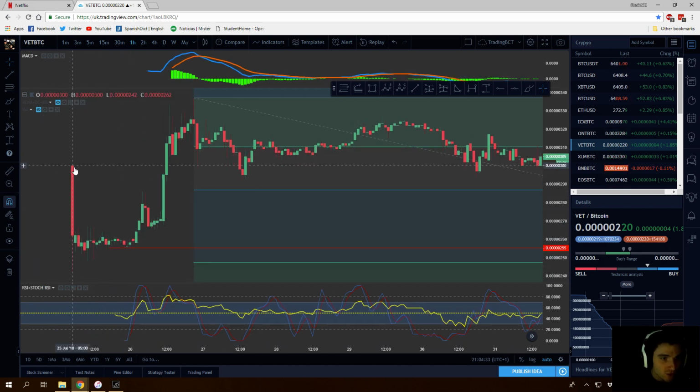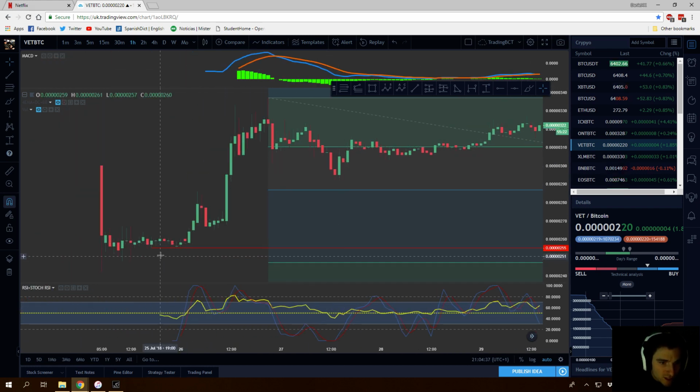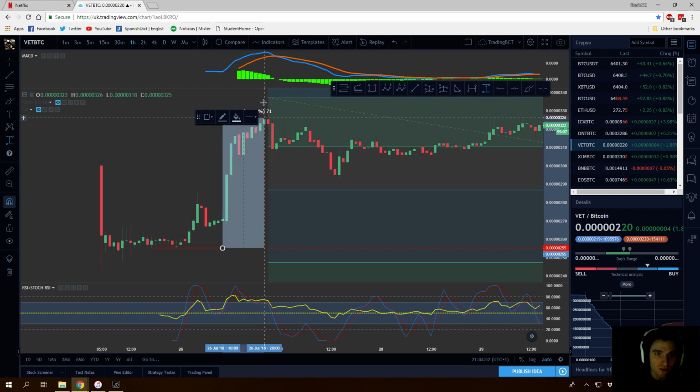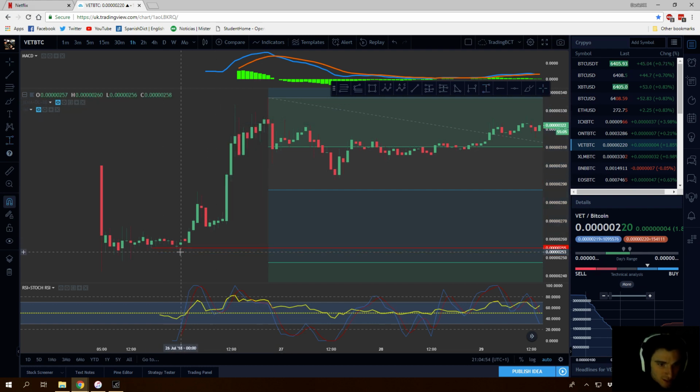Here, when the coin was first released, we had our support, and if you see here, the support was touched once, twice, 3 times. So this support right here of 255 sats was touched 3 times before the move upwards. We had the 3 touches, and that was the last support used for a 30% move upwards.